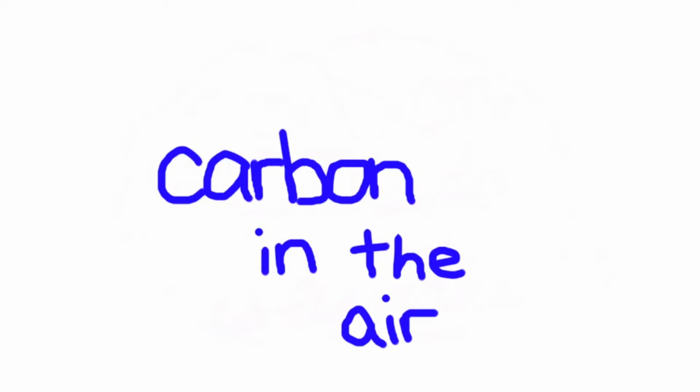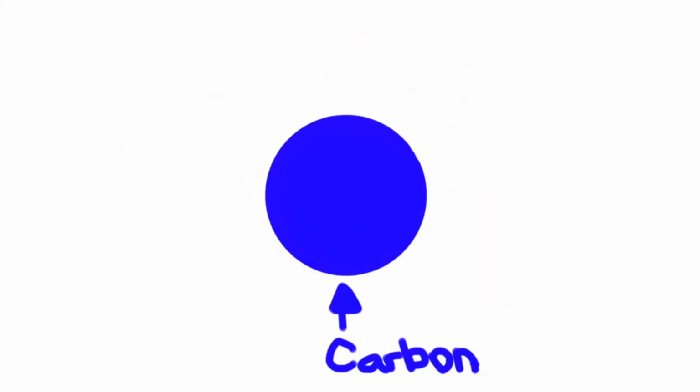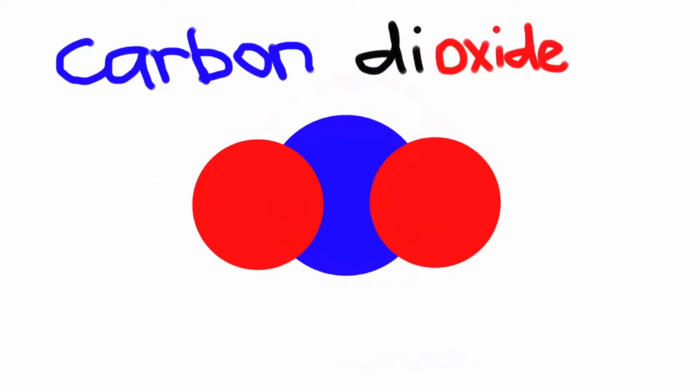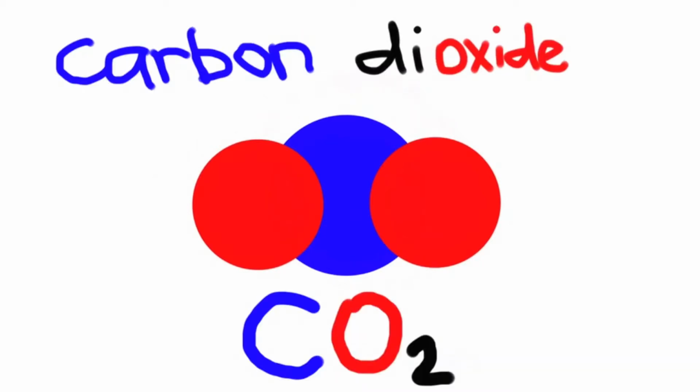Let's get started. This here is our friend carbon. He lives everywhere, in plants and animals, in the air, and even in you. Let's start with carbon in the air. When it's in the air, carbon teams up with two oxygen atoms to make carbon dioxide, or CO2.